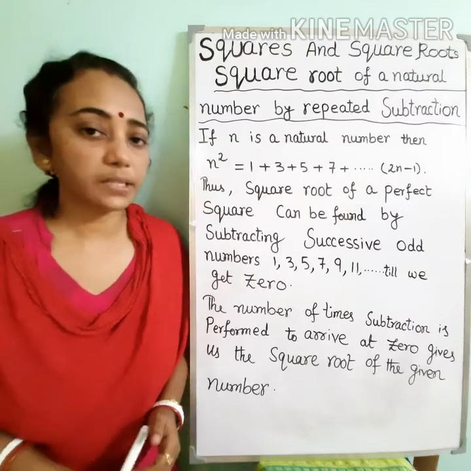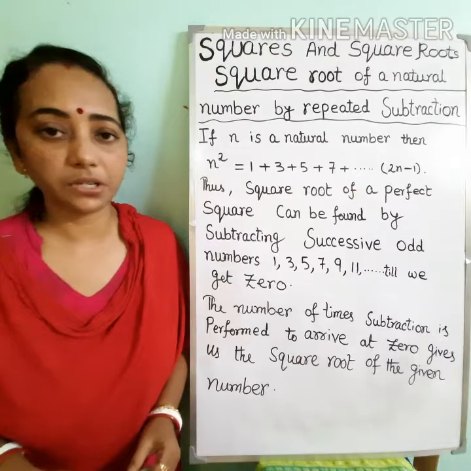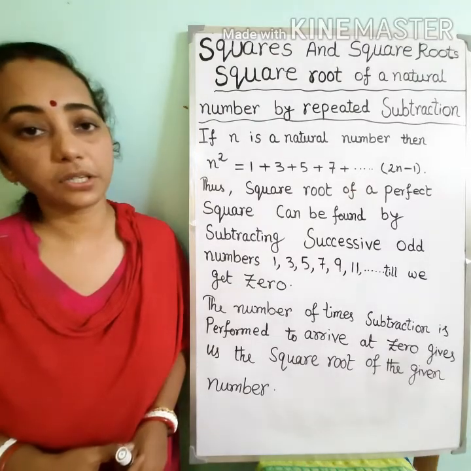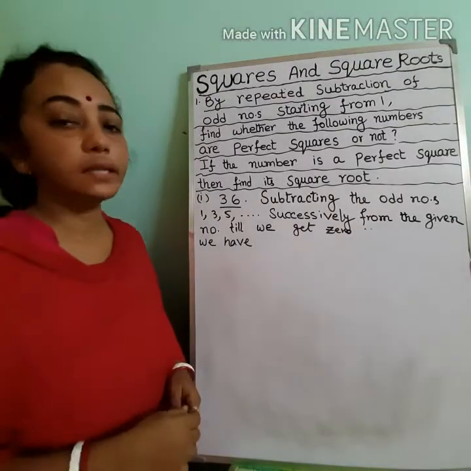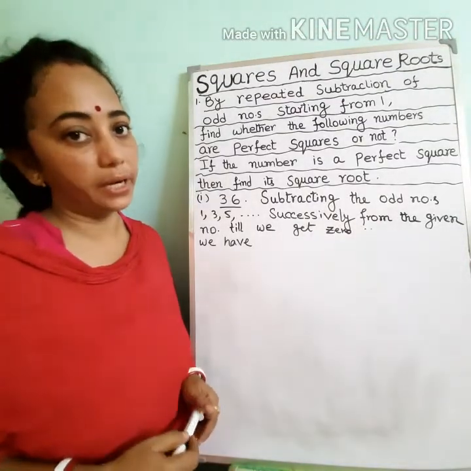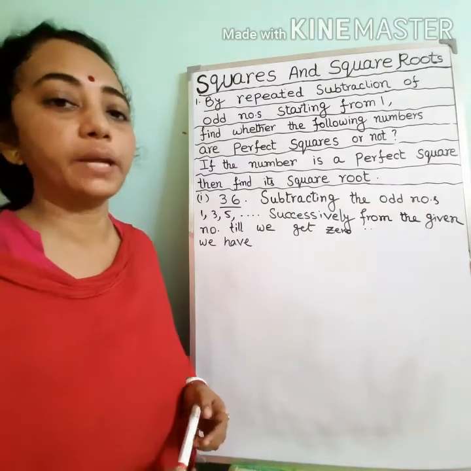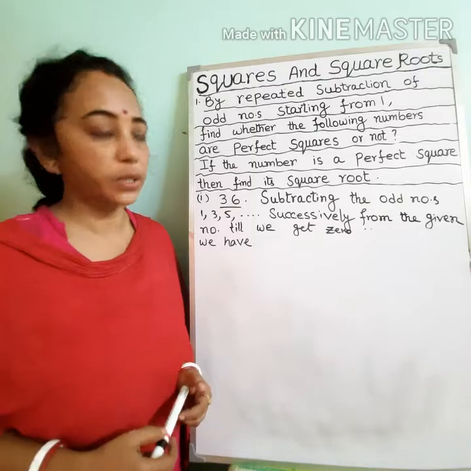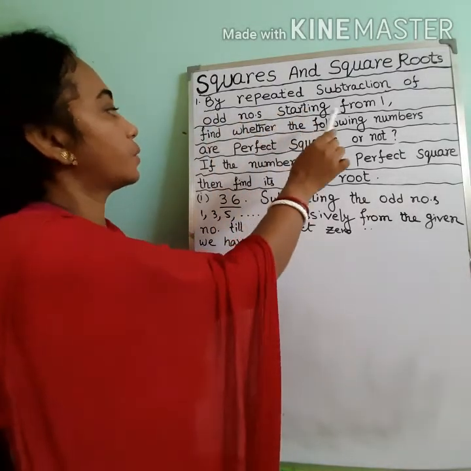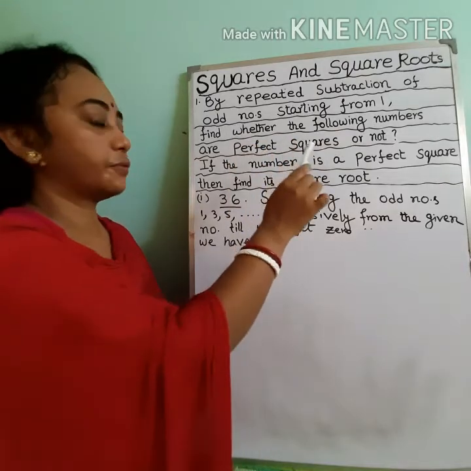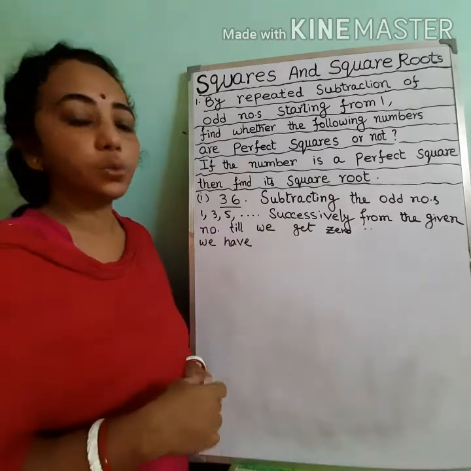So let us do some examples to understand how to find the square root of a natural number by the repeated subtraction method. It is also named the successive subtractions method. Now the question: by repeated subtraction of odd numbers starting from 1, find whether the following numbers are perfect squares or not. If the number is a perfect square, then find its square root.